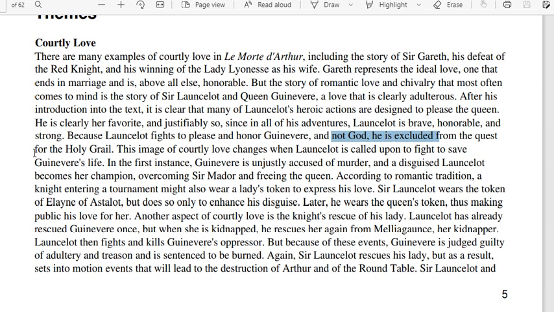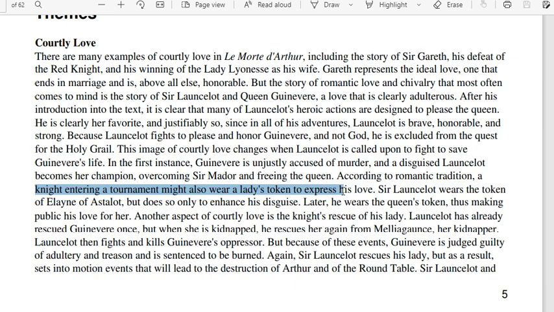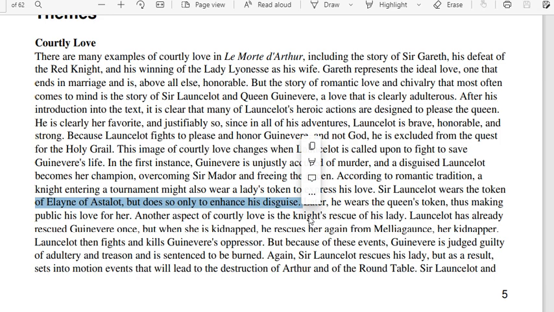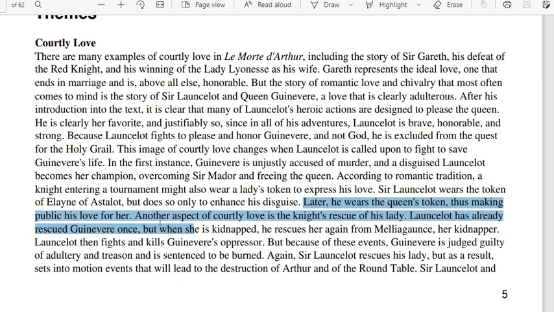This image of courtly love changes when Lancelot is called upon to fight to save Guinevere's life. In the first instance, Guinevere is unjustly accused of murder, and a disguised Lancelot becomes a champion, overcoming Sir Mador and freeing the queen. According to romantic tradition, a knight entering a tournament might also wear a lady's token to express his love. Sir Lancelot wears the token of Elaine of Astolat, but does so only to enhance his disguise. Later he wears the queen's token, thus making public his love for her.